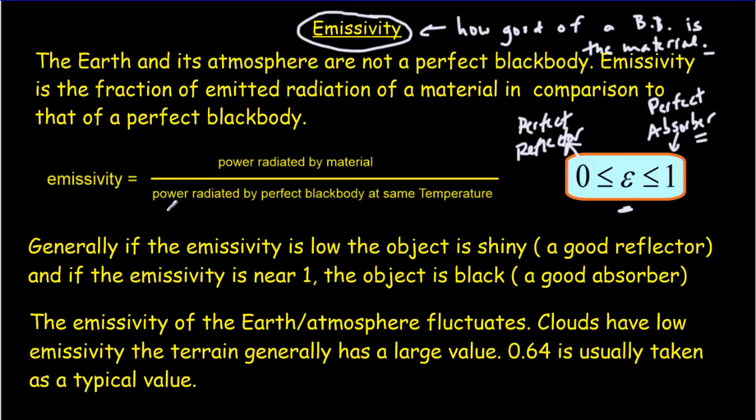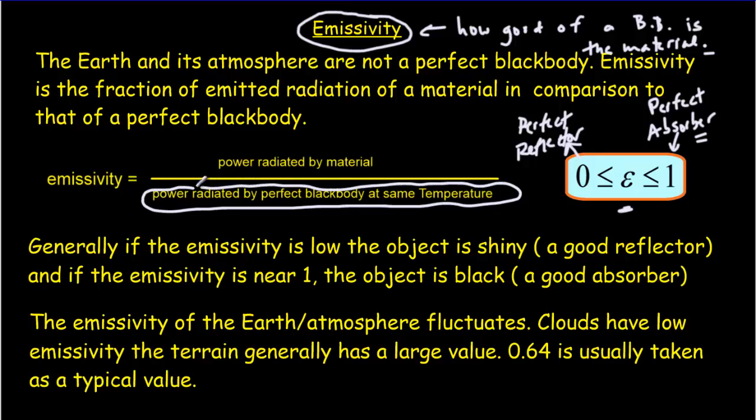The emissivity is simply equal to the power that would be radiated by a perfect black body at a given temperature compared to the power radiated by the specific material that you're talking about. So when we have shiny objects, they're going to have low emissivity. They're good reflectors. If we have black objects, then we're going to get emissivities near 1. Black materials tend to absorb radiation very well.